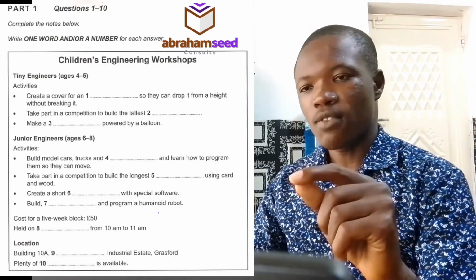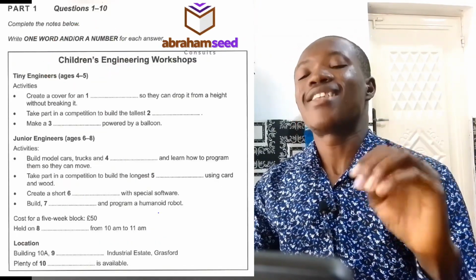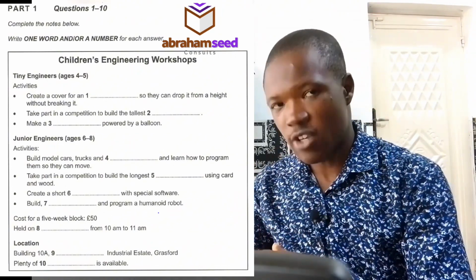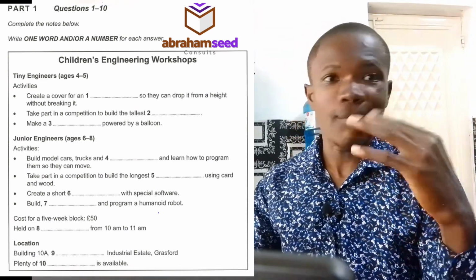So what do you do instead? You read the title. Look out for the title. Now the title here says Children's Engineering Workshops. And that means that this conversation is going to be talking about engineering workshops organized for children. And not just one engineering workshop, but maybe 2 or probably 3.